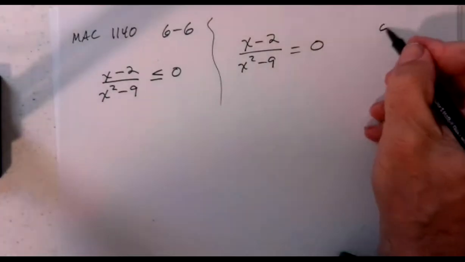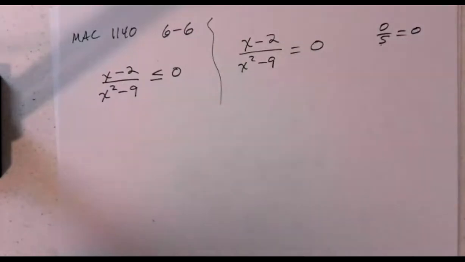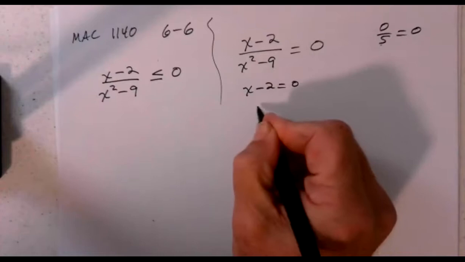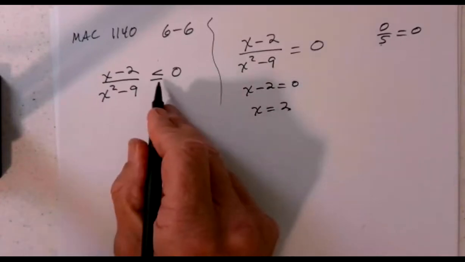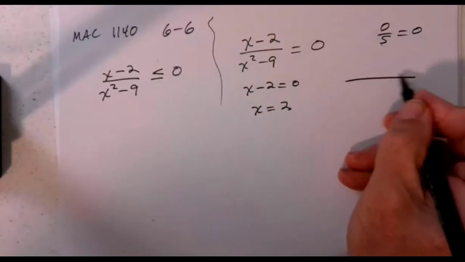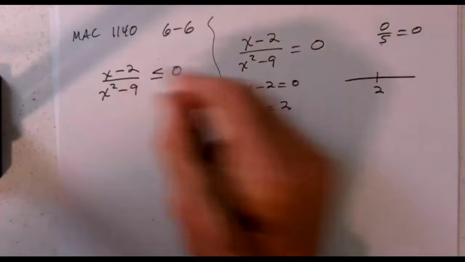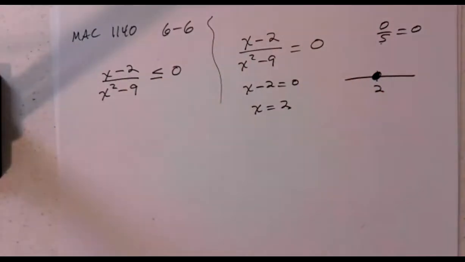Well, you'll recognize that 0 over 5 is 0 because 0 times 5 is 0. A fraction equals 0 when the numerator, the top, is 0. So this is true when x minus 2 is 0, when x equals 2. So when I lay out my number line, at 2 it's less than or equal to, it equals 0 when x equals 2. That will be a solid dot. I just want to make that note.